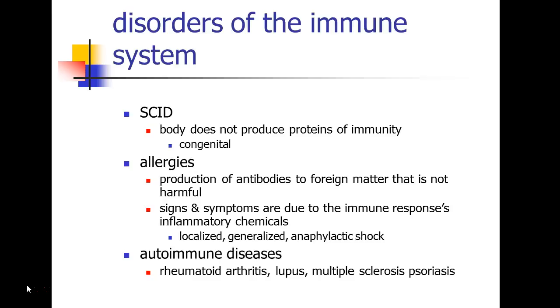And then we talked about autoimmune diseases. That's when the body starts producing antibodies that act up against its own cells. And some examples are rheumatoid arthritis, lupus, multiple sclerosis, and psoriasis.